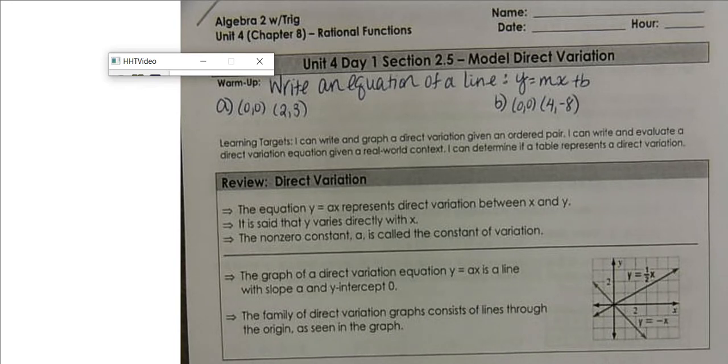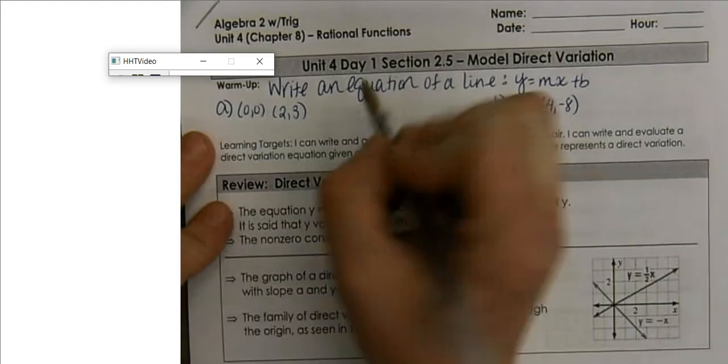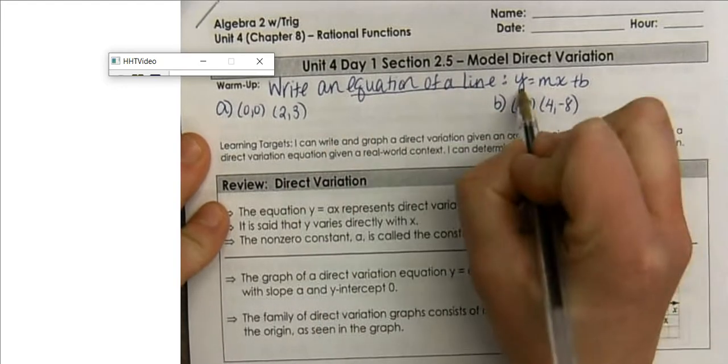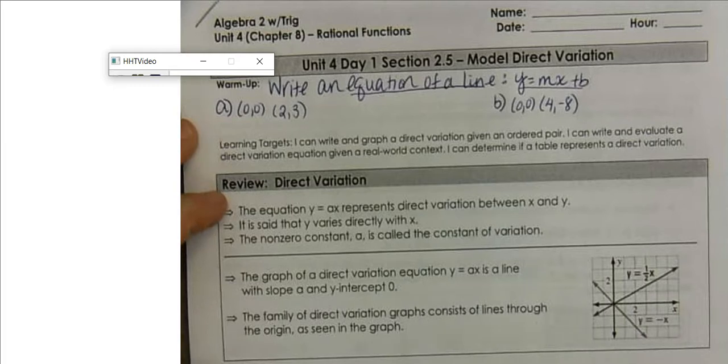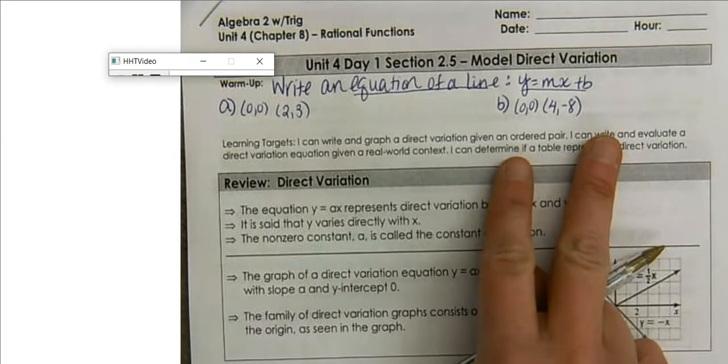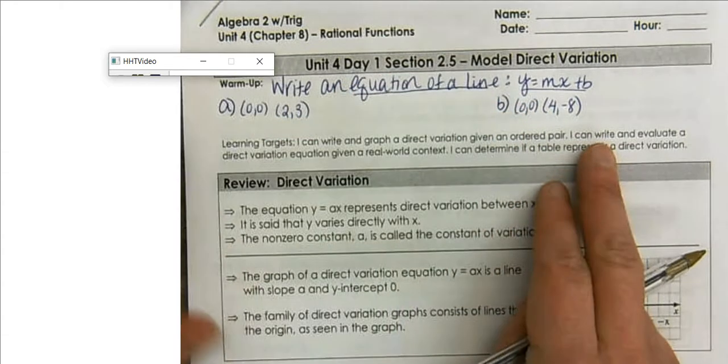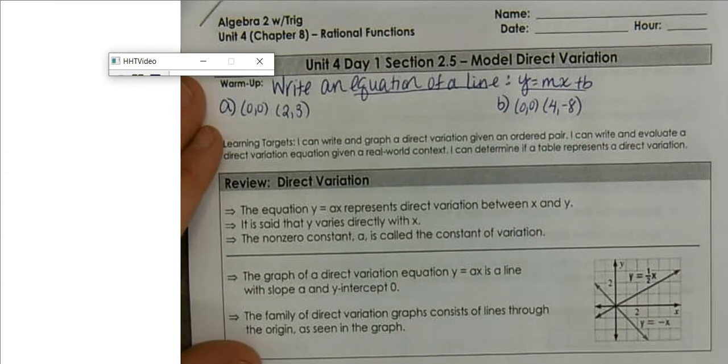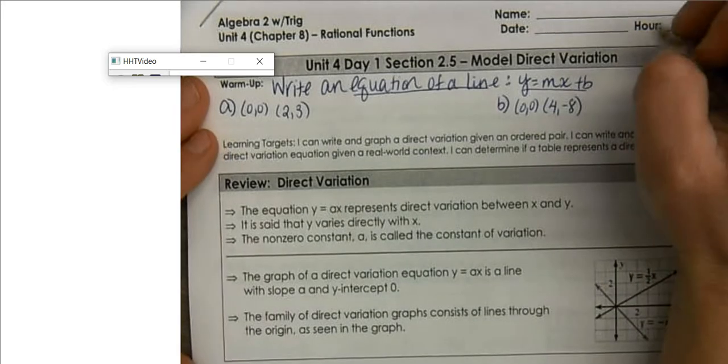Before we get started, I would like you to please complete the following warm-up, in which I would like you to write an equation of a line. Remember that an equation of a line is y equals mx plus b, and I'm giving you two sets of ordered pairs. In order to write an equation of a line, you need to identify what the slope is and the y-intercept. So I'm going to remind you of what those things are.